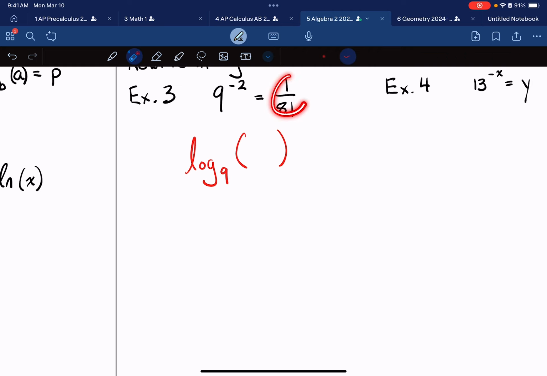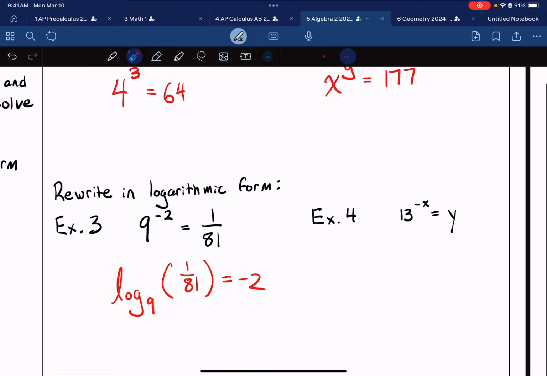Now this 1 over 81 is going to switch sides. I have 1 over 81 on the inside as the argument, and on the right side I switch the -2 to be on this side. I have a -2. You can verify that 9 to the -2 is 1 over 81, but it's a lot harder to verify logarithms since we don't know how to do that until the next lesson.